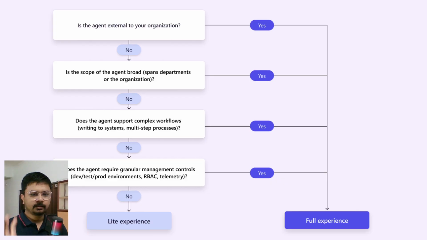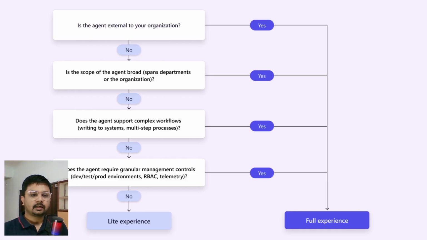Here is a simple image that I have taken from the Microsoft Learn website. As you can see, they have given a step-by-step guide: whether this condition is satisfied, then choose this; if not, choose that. First, is your agent external to your organization? If no, then choose the light experience. If yes, then choose the full experience. Is the scope of the agent open to other departments or internal only, right? If it's for internal purposes, the light experience is the best for you.